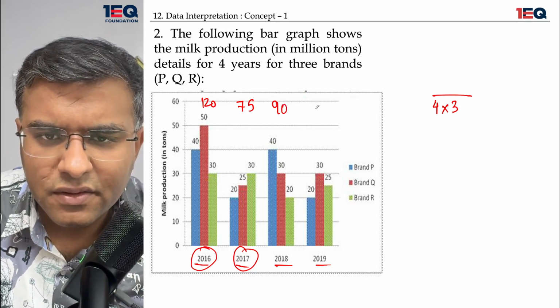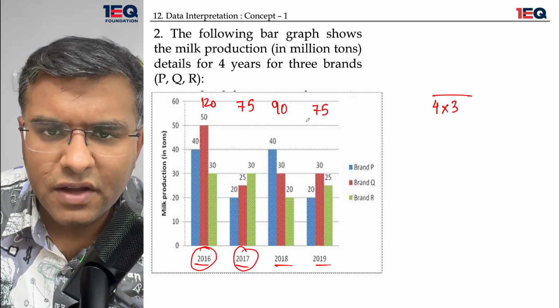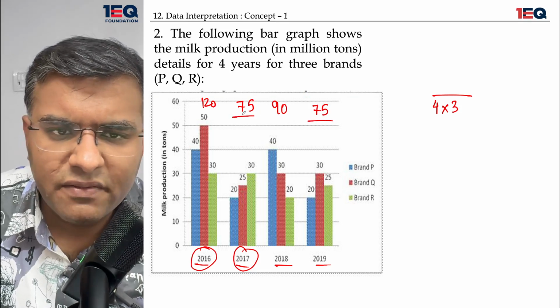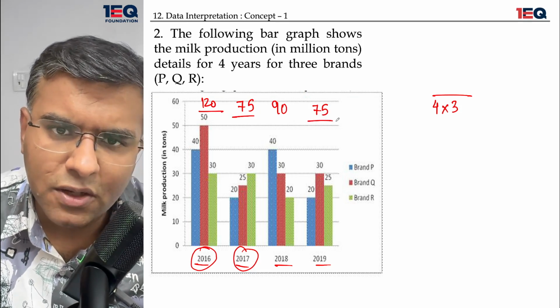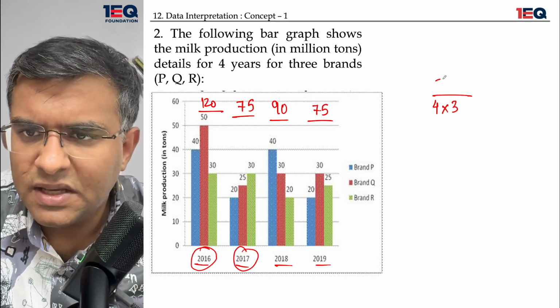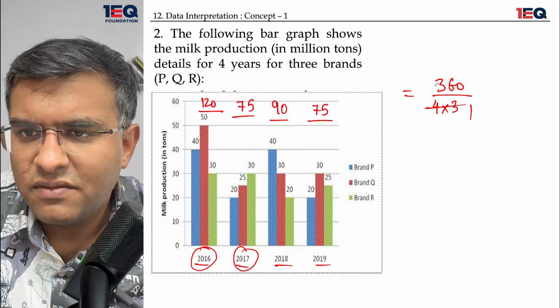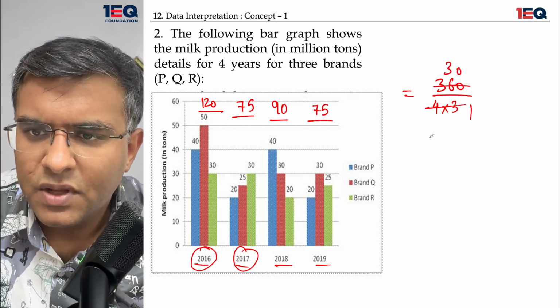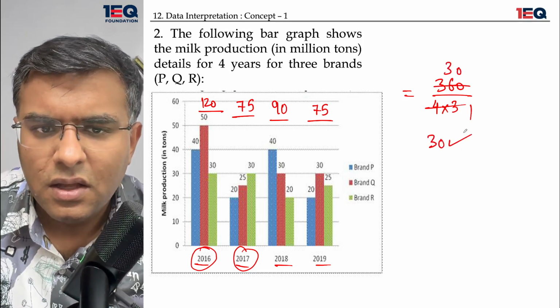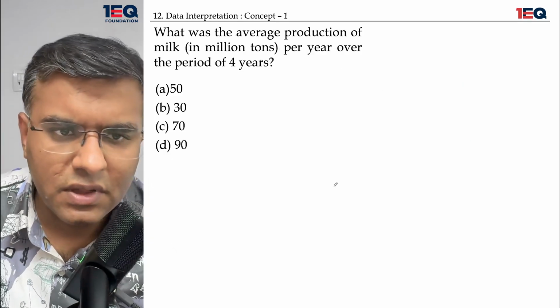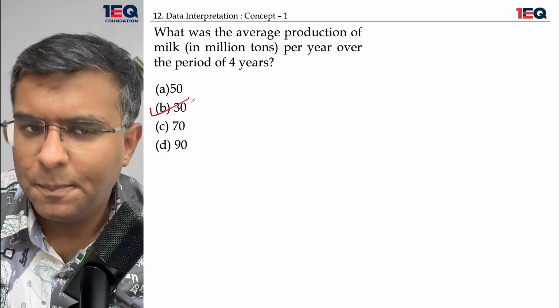And I have 75 over here. 75 plus 75 make 150. 150 plus 120 make 270. 270 plus 90 makes 360. So this is 12 ones, this is 12 threes. So 30 is my average production. That is one of the options, which is option B.